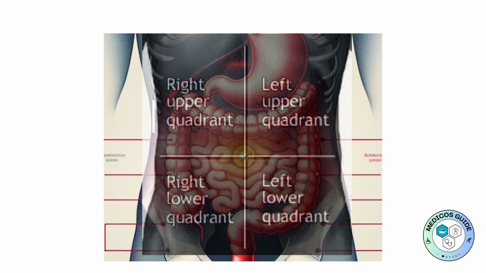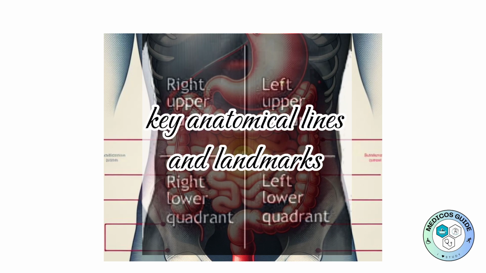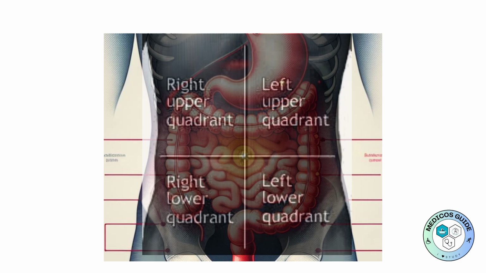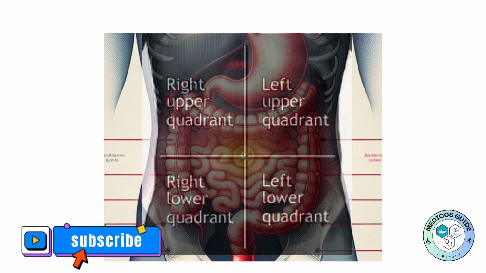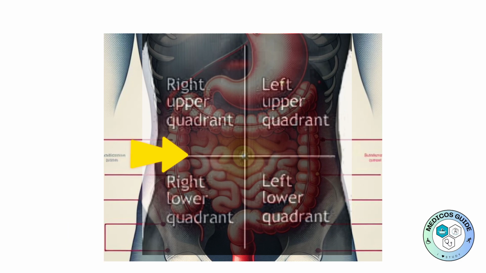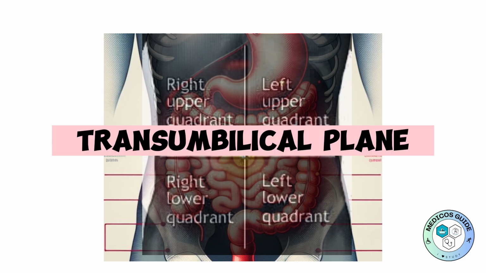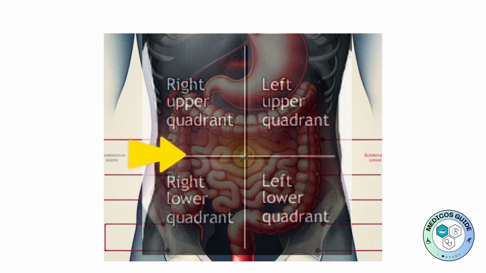To understand the quadrants, we first need to know about the key anatomical lines and landmarks that shape them. Picture a median plane slicing through the abdomen like a surgical scalpel. This median plane, following the linea alba from the xiphoid process to the pubic symphysis, divides the abdomen vertically into 2 equal halves. Now imagine a horizontal line drawn at the level of the umbilicus, known as the transumbilical plane. These two planes intersect at the umbilicus, forming a cross-like configuration that divides the abdomen into 4 distinct quadrants.